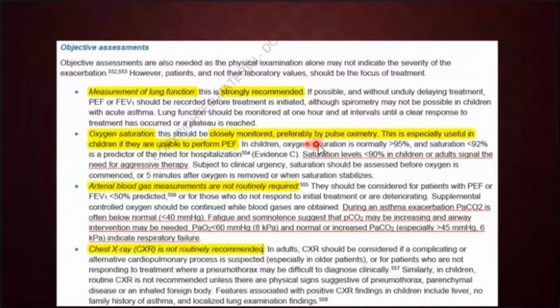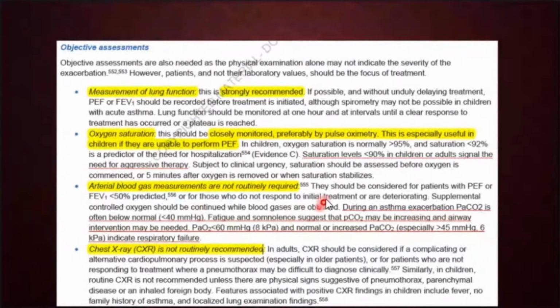Oxygen saturation should be closely monitored by pulse oximetry. This is especially useful in children if they are unable to perform PEF. Saturations of less than 90% tell us that we need to be more aggressive with the patient.